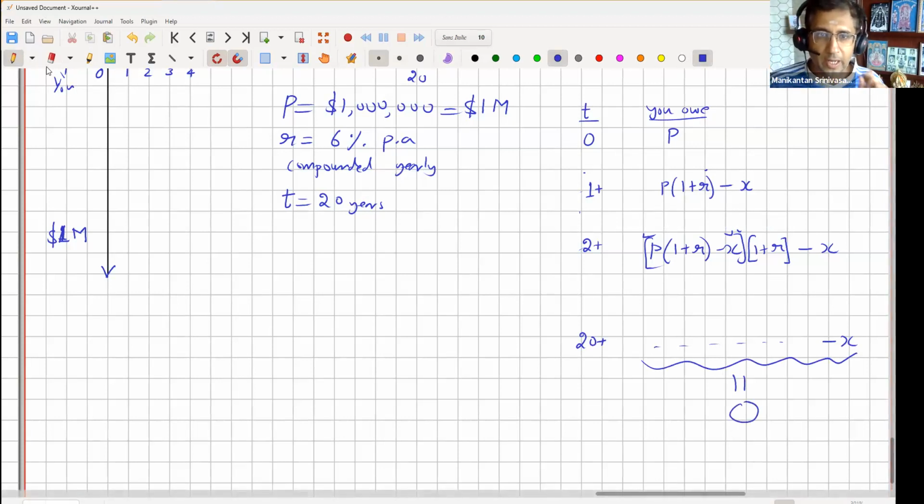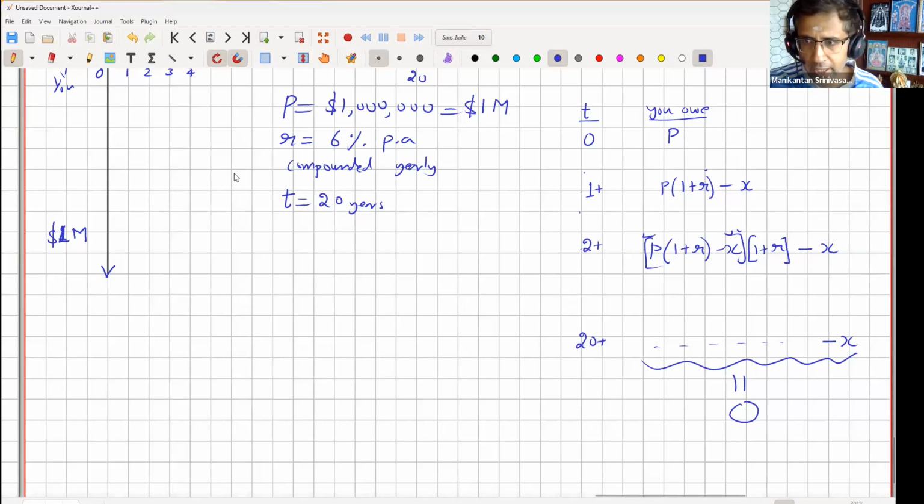Only then it means my loan is completely paid off, right? Because at the end of the 20th year, the amount I owe the bank should evaluate to 0. Using that, we'll be able to calculate what our X is. Are you guys with me? Sarah, are you with me?